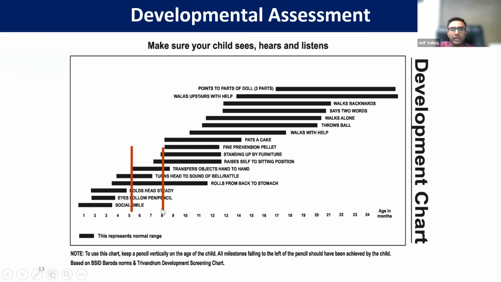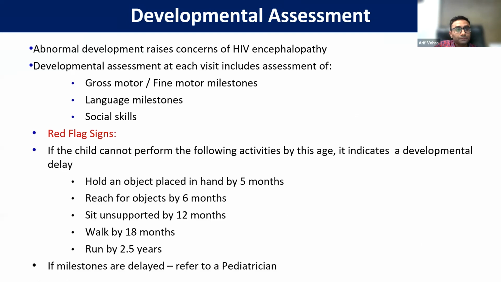Similarly, at 8 months, the child should have achieved the social smile and head control. If the child has not achieved these milestones by 8 months, it suggests a developmental delay. If the child has not achieved turning the head to sound, it also suggests a developmental delay. If the child has not achieved turning from back to front or prone to supine, then we can wait till 12 months. So this is how you can do a quick developmental assessment while you are assessing the child.